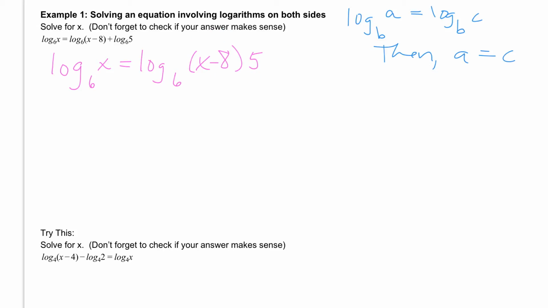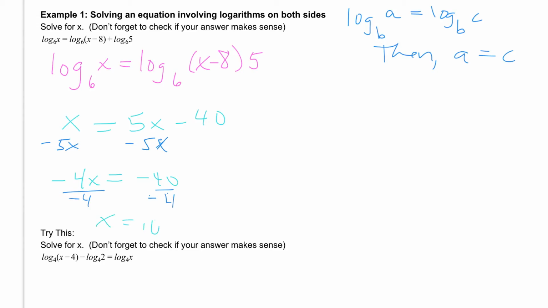So we can go ahead now and set those equal to each other. We can take x and set it equal to this. And as we set it equal to that, I am going to distribute that 5 along with it. So this is equal to 5x minus 40. And then we just have to solve for x. The first thing we would do is get our x's on the same side. So we can subtract 5x from both sides. And that gives us negative 4x equal to negative 40. And then we divide both sides by negative 4, and we end up with x equal to 10.